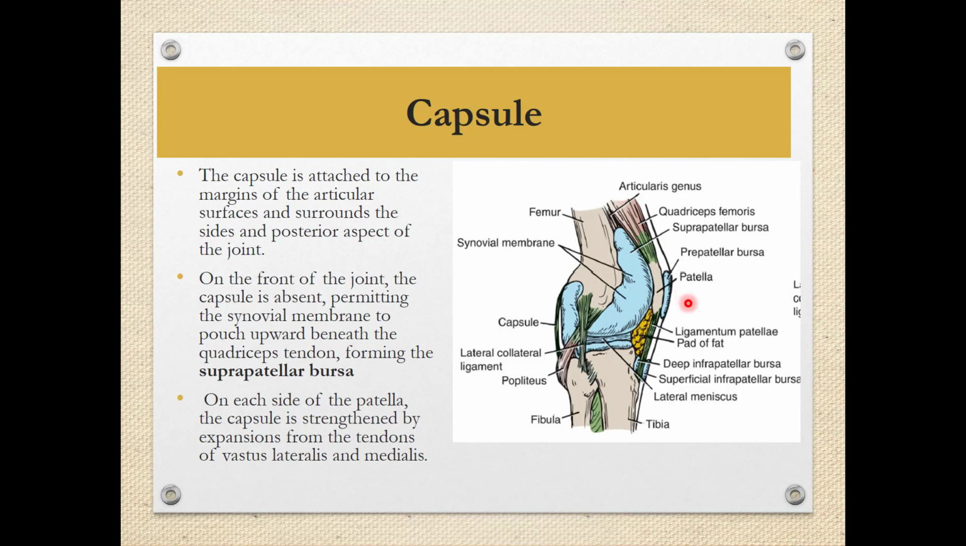On each side of the patella, the capsule is strengthened by the expansion from the tendons of vastus lateralis on the lateral side and vastus medialis on the medial side. Remember this thing, the capsule is only present posteriorly and on sides of the knee joint. It is absent anteriorly. Anteriorly, there is synovial membrane which is forming suprapatellar bursa, and on each side of the patella, the capsule is strengthened by two tendons. What are those two tendons? Vastus lateralis on the lateral side and vastus medialis on the medial side.